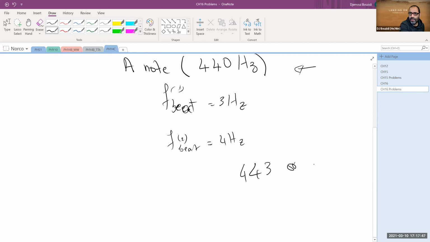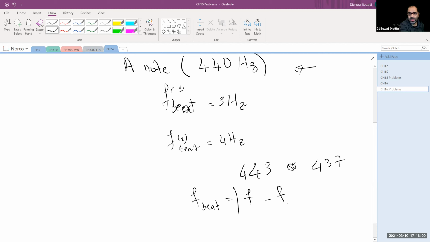or 437. Those are the only 2 options, because the beat frequency is either ahead or above the other one. So it's actually the frequency of one minus the frequency of the other. Let's call this one, for example, the electronic device that we know is at 440 hertz. This one is properly adjusted electronically. This one is her violin. So the violin in this case is either higher by 3 hertz or lower by 3 hertz.